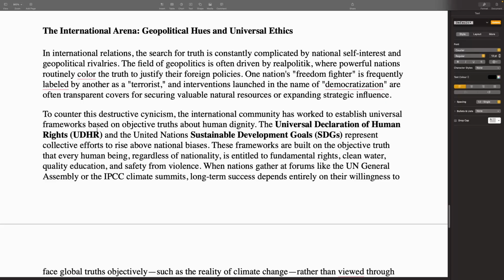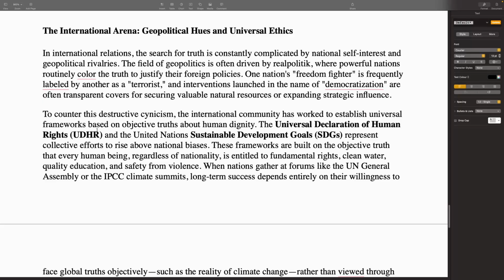To counter this destructive cynicism, the international community has worked to establish universal frameworks based on objective truth about human dignity. The Universal Declaration of Human Rights and the United Nations Sustainable Development Goals represent a collective effort to rise above national biases. These frameworks are built on the objective truth that every human being, regardless of nationality, is entitled to fundamental rights, clean water, quality education, and safety from violence.